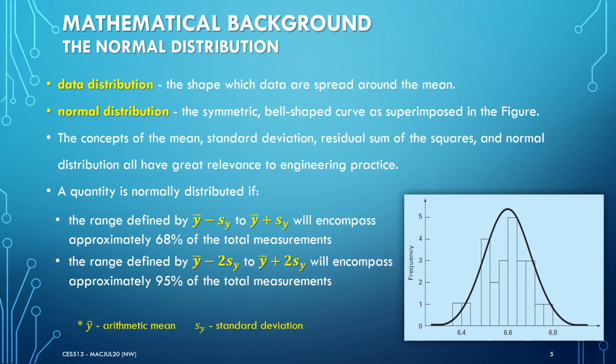A quantity is normally distributed if, first, the range defined by the arithmetic mean minus the standard deviation to the arithmetic mean plus the standard deviation will encompass approximately 68% of the total measurements. And then the second one, the range defined by y bar minus 2sy to y bar plus 2sy will encompass approximately 95% of the total measurements.